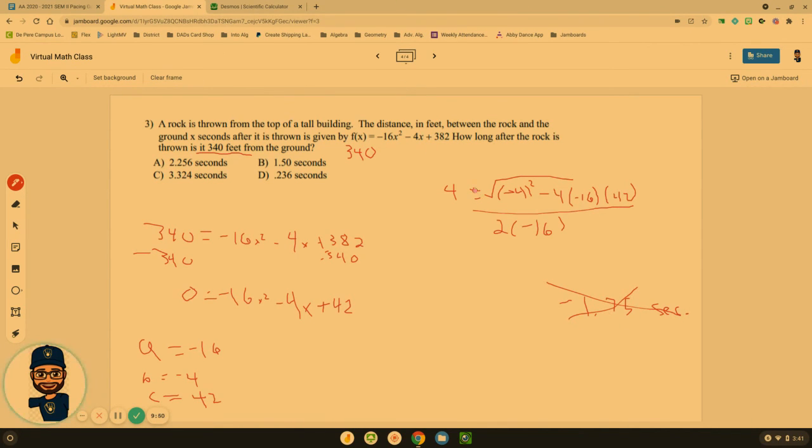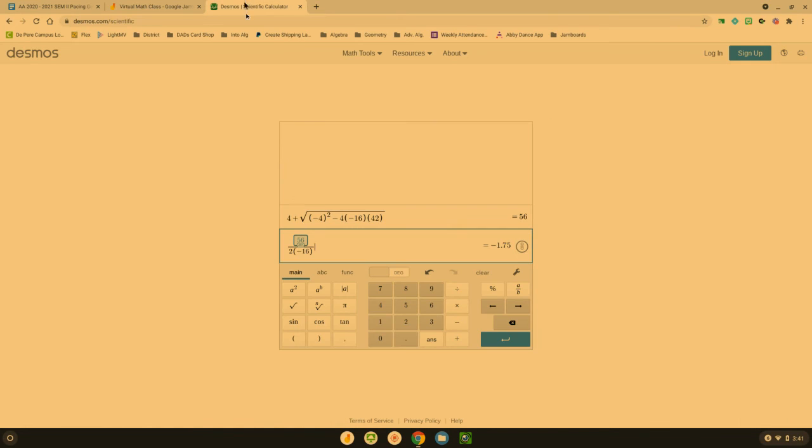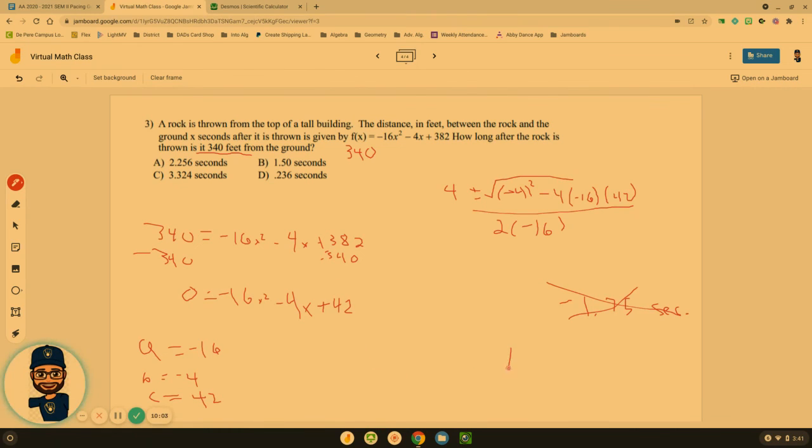So now instead of doing the add, let's go back and change the addition to a subtraction and watch how everything changes. Negative 48 up here, and 1.5 seconds. In other words, it's going to take this rock that's being thrown 1.5 seconds to reach 340 feet.